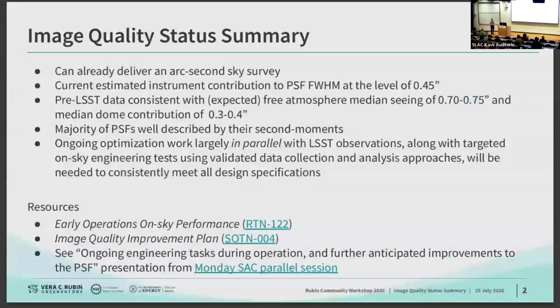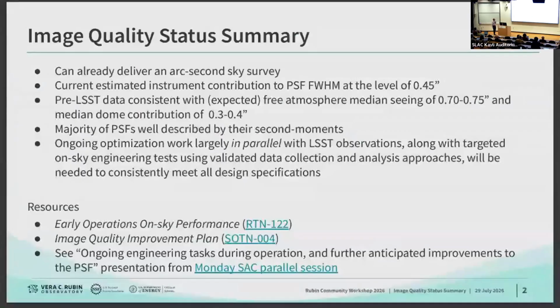So, just the very fast one-slide summary of the current status. Rubin Observatory can already deliver an arcsecond sky survey, right? That's a major achievement from the past year. The current estimated instrument contribution to the PSF full width half max is at the level of 0.45 arcseconds. When we say instrument, this includes the optics and the camera. It does not include the dome seeing, and it does not include the atmosphere.